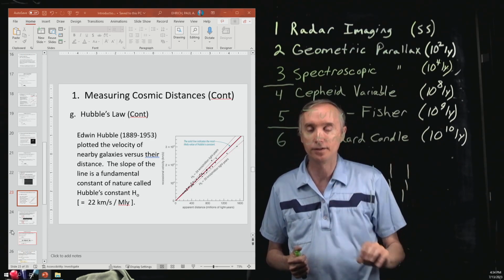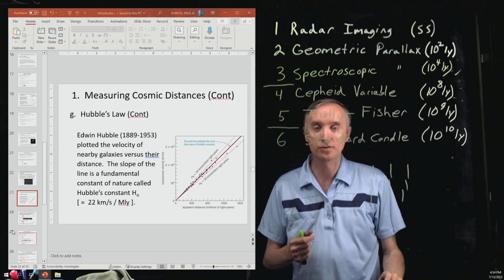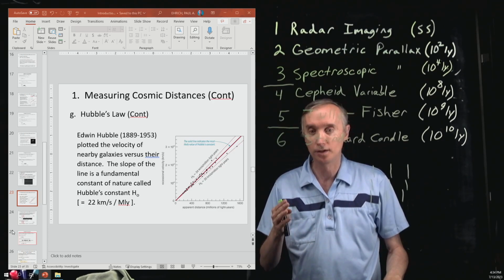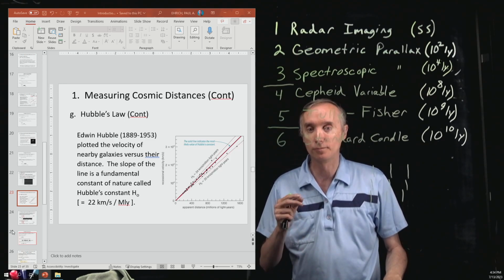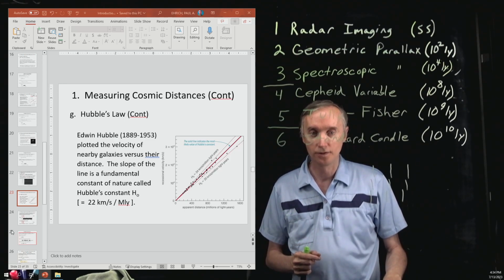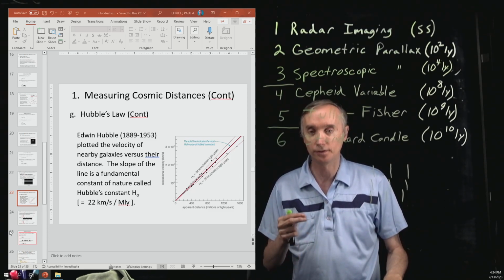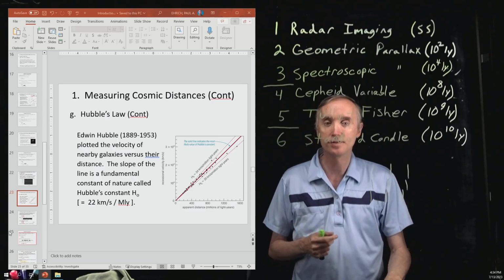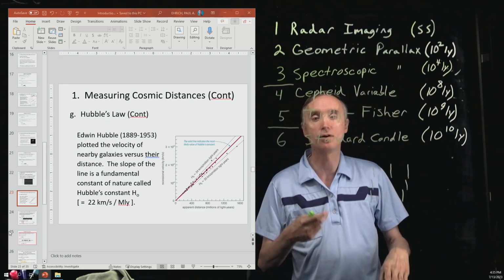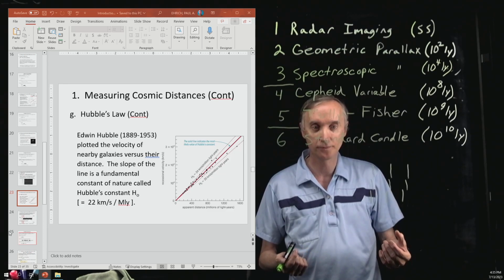He calculated that constant, and it turned out to be 22 kilometers per second per mega light year. So capital M stands for million. 22 kilometers per second per million light years. That was the constant that he came up with, and it's called Hubble's constant.